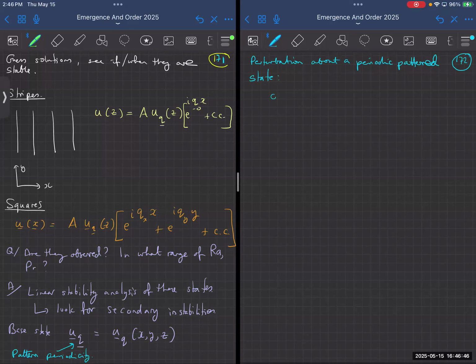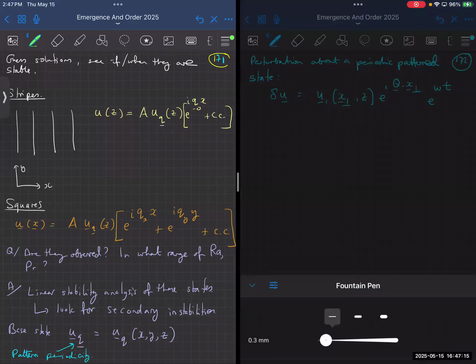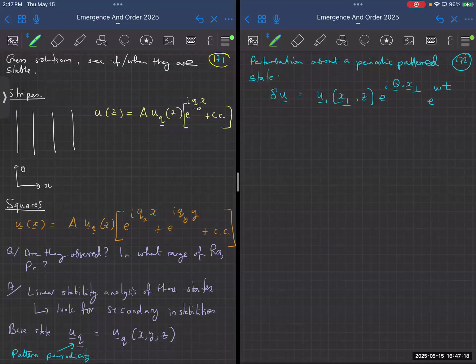So I'm going to write that perturbation as delta U, and I'm going to write it in the following way. It's some U1 of x transverse, x in the x and y direction, then in the z direction, and then it's going to go as e to the i q dot x in the transverse direction, and then e to the omega t. And when I mean x transverse, it is equal to x, y. Okay, so that's how I write down the perturbation.